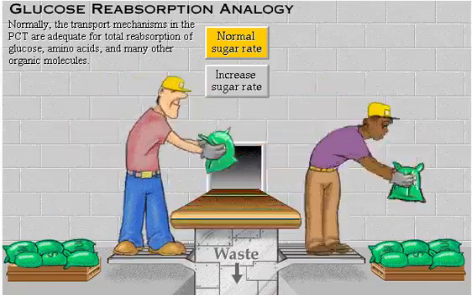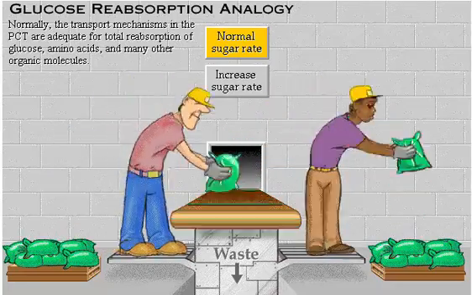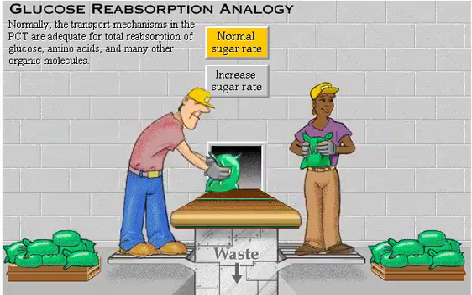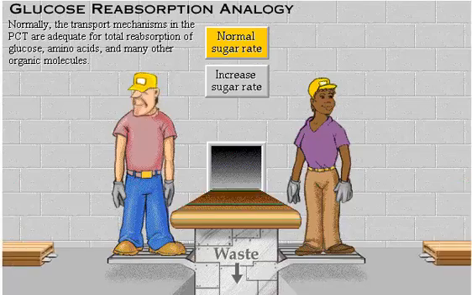However, if the number of sacks moving down the belt is increased, the workers cannot handle the extra load while working at their normal rate. They will remove only their normal amount, and the excess sugar will end up as waste.